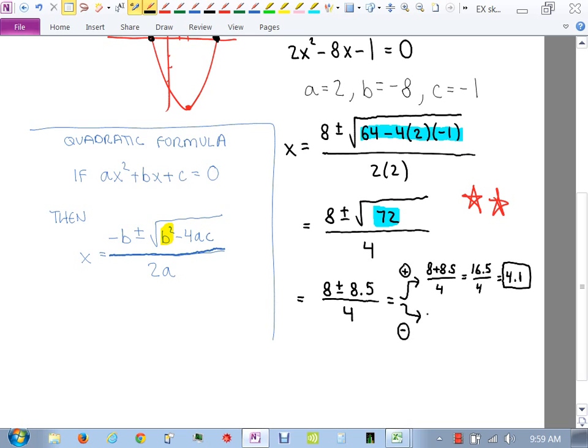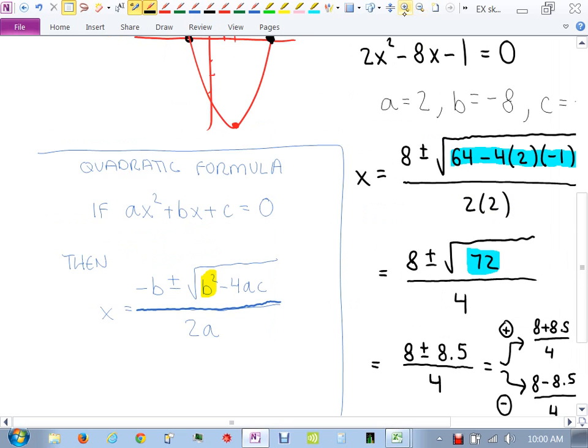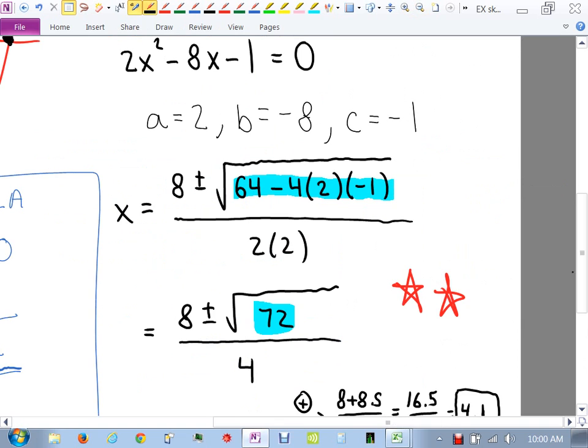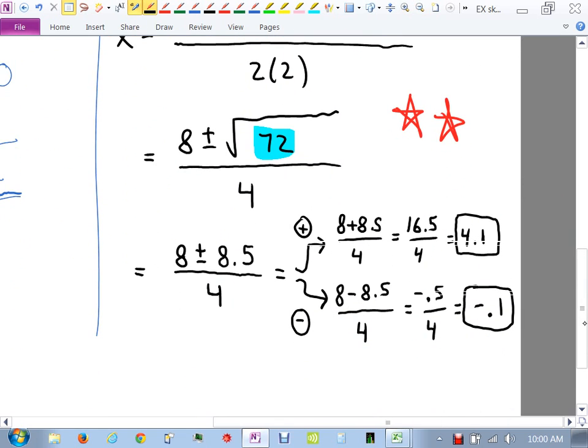And then on the other one, I do 8 minus 8.5 over 4, which is negative 0.5 over 4, which is negative 0.1. Is that okay? Sorry, I know I'm way over here, but that's kind of small. See that? Any questions?